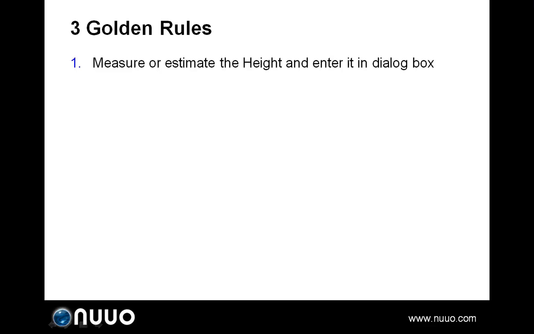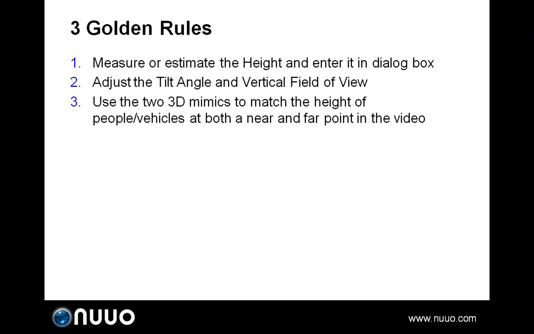To summarize, these are the rules of calibration. First, measure or estimate the height of the camera above the ground and enter the first parameter at the beginning of the calibration. Then, adjust the tilt angle and vertical field of view. Number 3. Use the two 3D mimics to match the height of people or vehicles at both a near and a far point in a video.